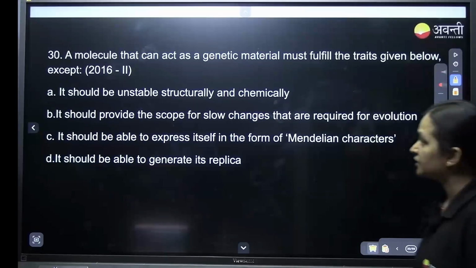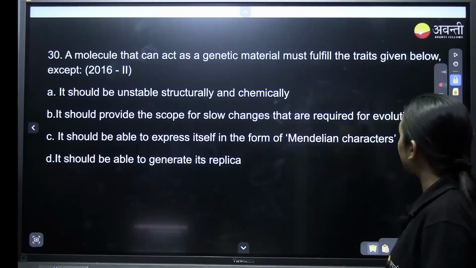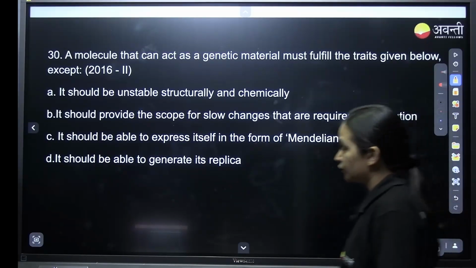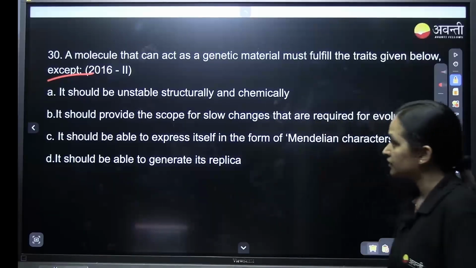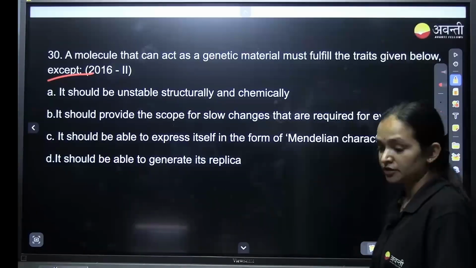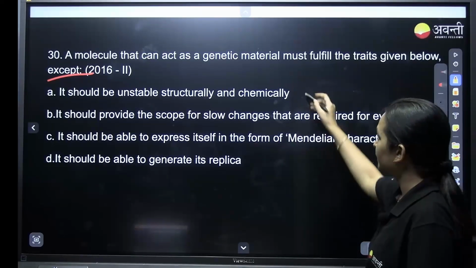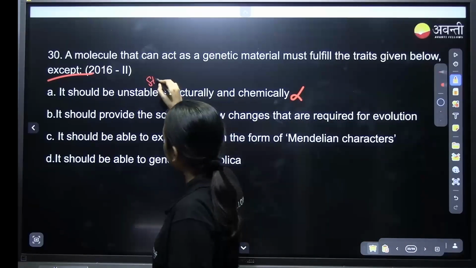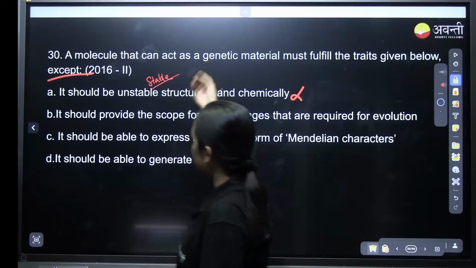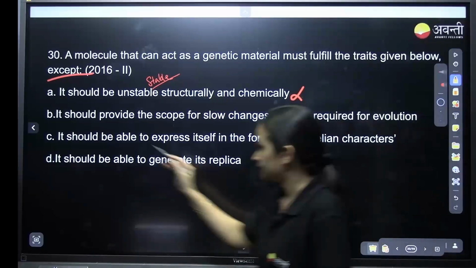The molecule that can act as genetic material must fulfill the traits given below, except, which means you need to find the non-correct one. It should be unstable. Option A. Yes, it should be unstable structurally and chemically. No, it should be stable. It should be stable. We got the answer A. A is the correct answer here.